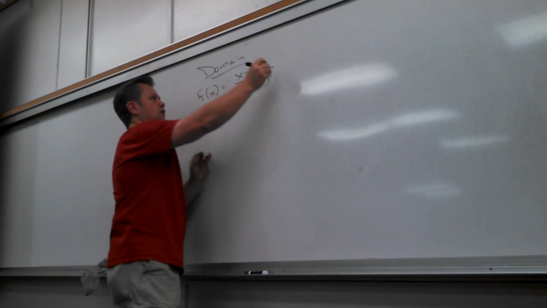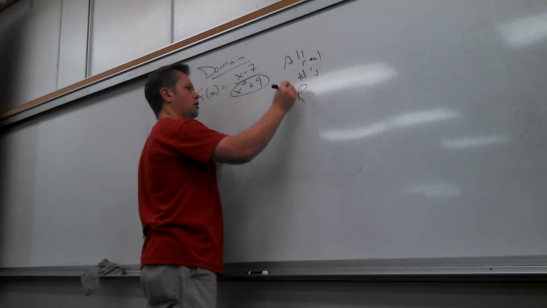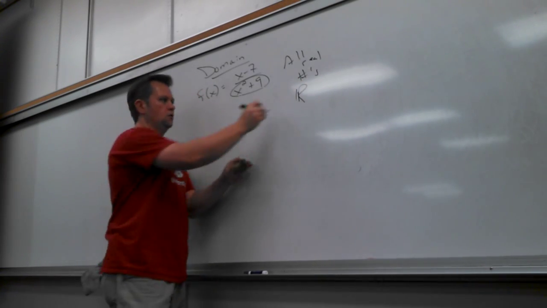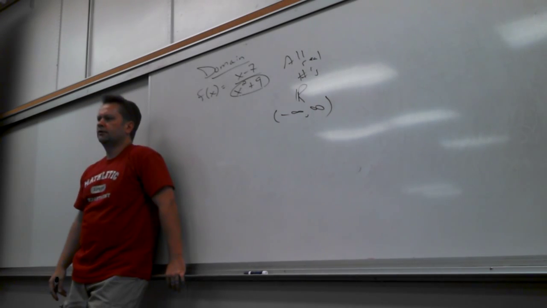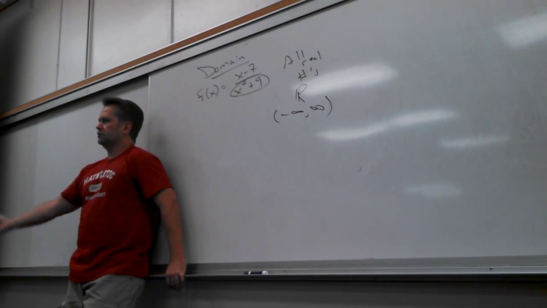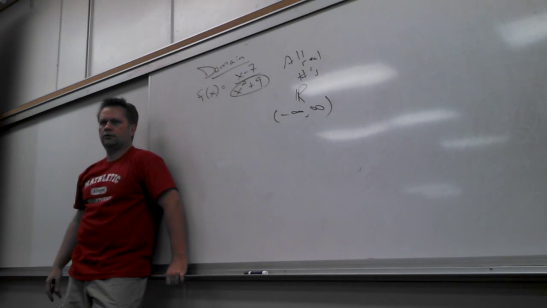Therefore, the domain would be all real numbers, or R with an extra spine, or negative infinity to infinity, because we don't skip anything. Right? That's interval notation, just from one infinity to the other. That'll take you a while.